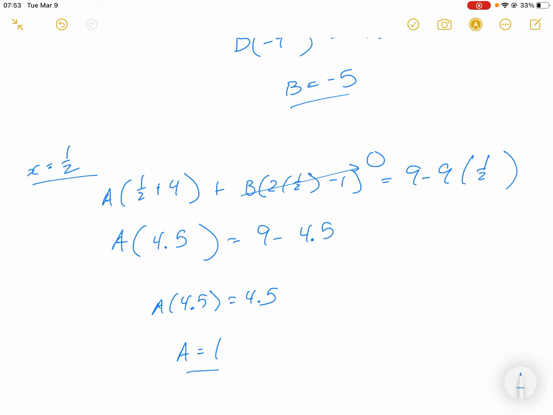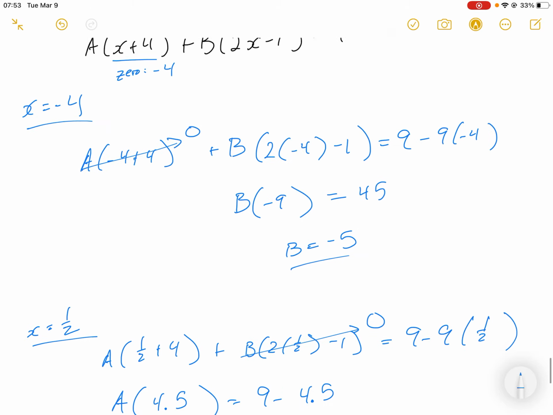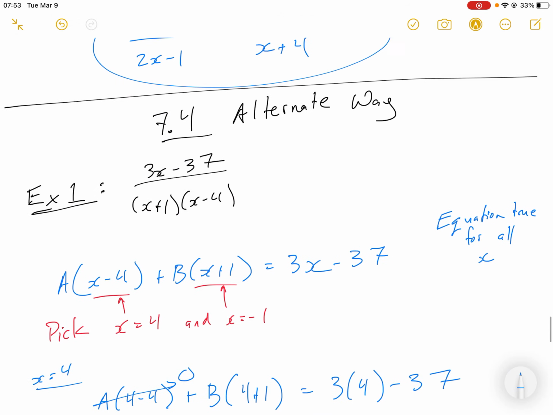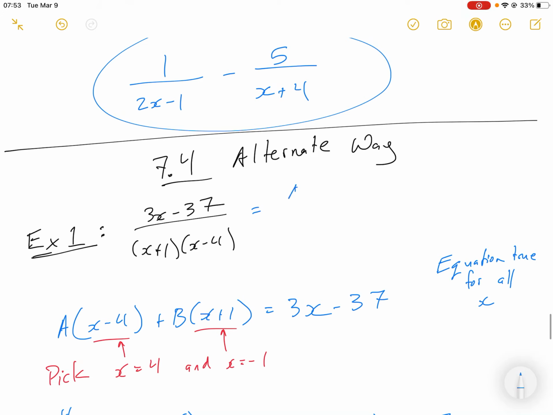So once again, this is still going to take some work. You still have to do the first step where, let's go back to this first example. The first step is where you say, well, I know this has to be a over (x plus 1) plus b over (x minus 4). You still have to add them. a times (x minus 4) plus b times (x plus 1). But sometimes this strategy just makes a little bit more sense.